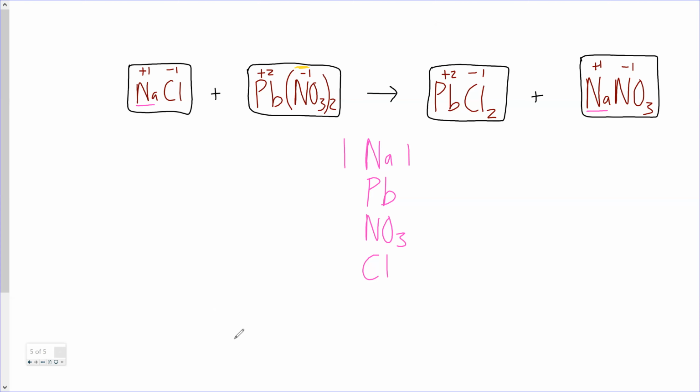Isaiah, how about Pb? Can you tell me how many Pbs you see on each side? How many Pbs, we're on this one right now, do you see on each side? Tell me how many you see on the left, and then tell me how many you see on the right. 1. 1 on this side, and on the other side? 1. Excellent. All right. NO3s.